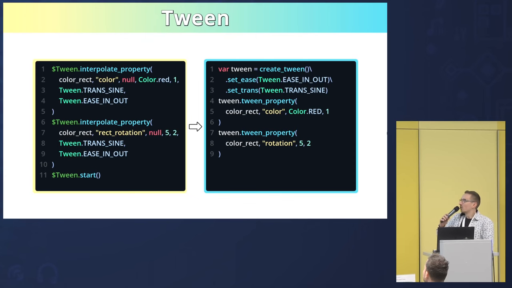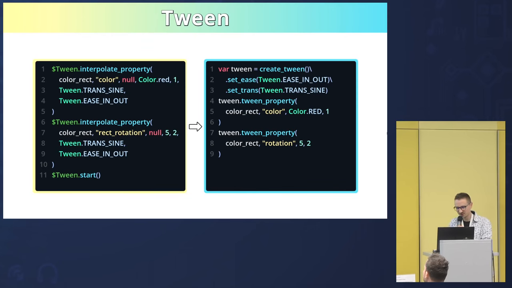And you can still call multiple interpolations, but a huge difference is that in Godot 4, they will be done one by one, and in Godot 3, they were done simultaneously. So this example in Godot 3 would rotate the color rect and change its color at the same time, and in Godot 4, it will first change its color and then it will rotate it.